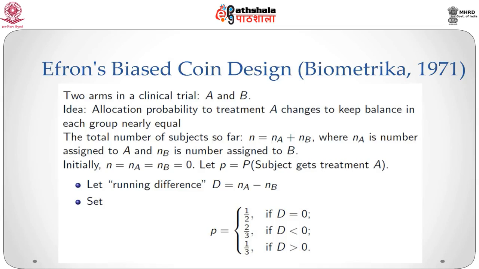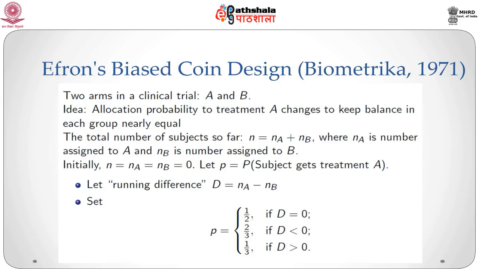Let P equal the probability that a subject gets treatment A, and let us also define the running difference D equal to NA minus NB. The probability of allocation is then defined as P equal to half if D is equal to 0. So if at some stage we have NA equal to NB, subjects are allocated to either treatment with probability half.